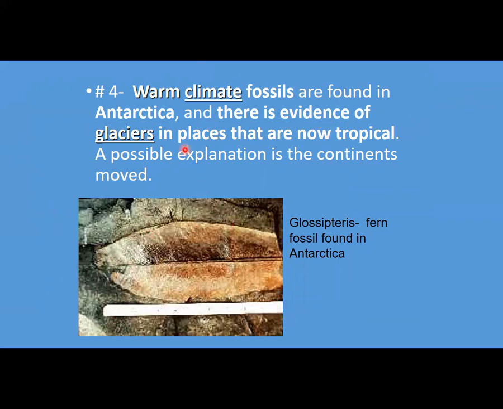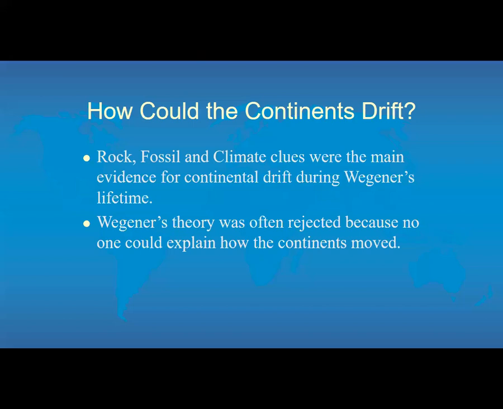He also found evidence of glaciers in areas that are now tropical. So again, what happened? Was the Earth so cold at one point that the tropical rainforests were covered in glaciers? I don't think so. So the question is, how did that get there? Well, they probably weren't always at the latitude or longitude that they are today. So how could the continents be drifting?